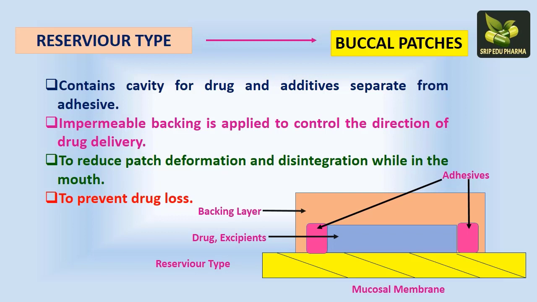From the diagram you can analyze the reservoir type. Here the difference is that the drug and excipient are present in one layer and the adhesives are present in a different layer, while in the matrix type all three ingredients were present in a single layer. So this is the difference between the reservoir type and the matrix type of dosage form.